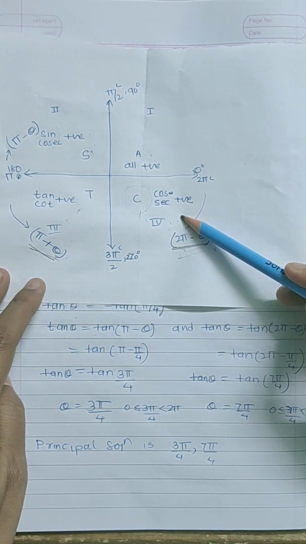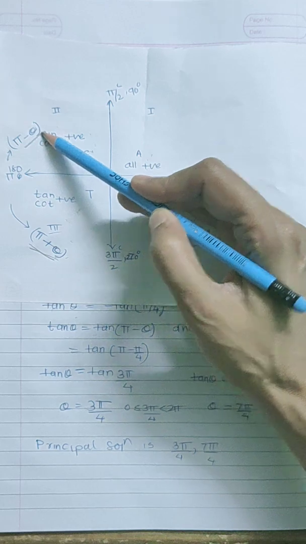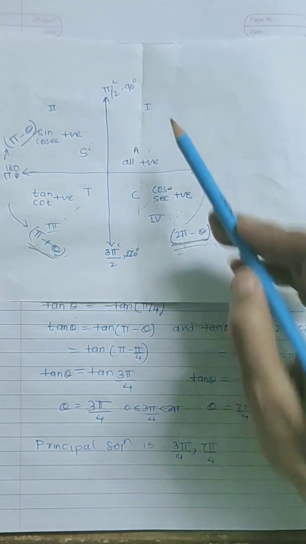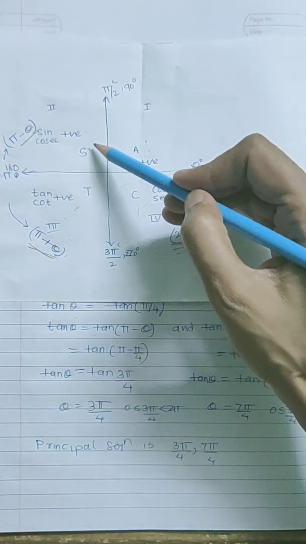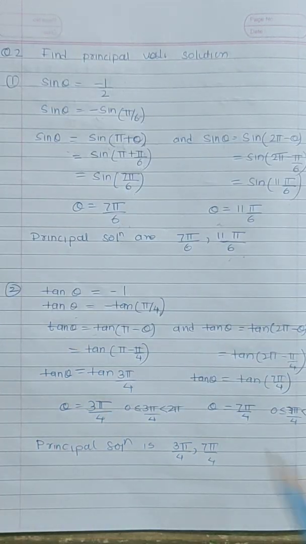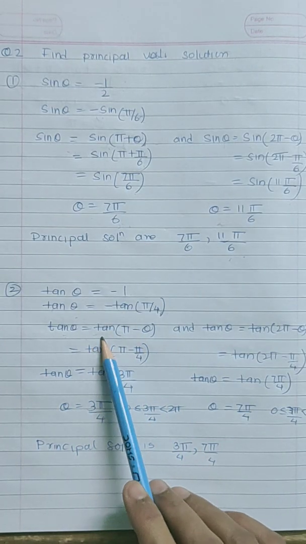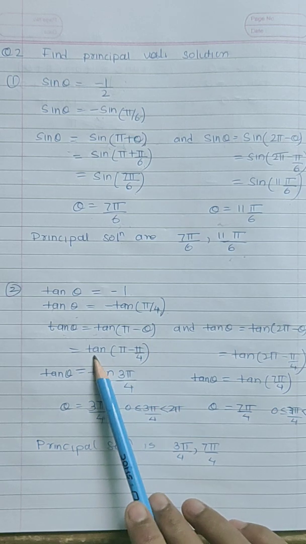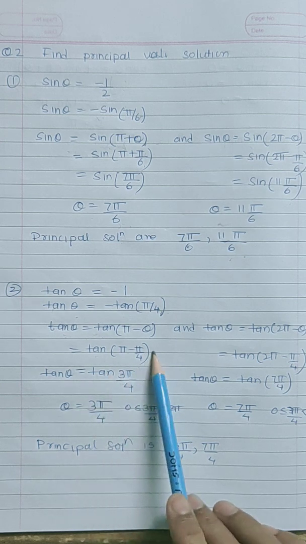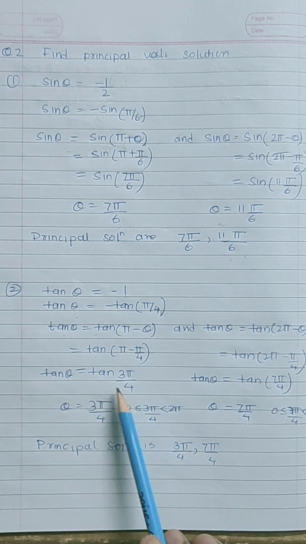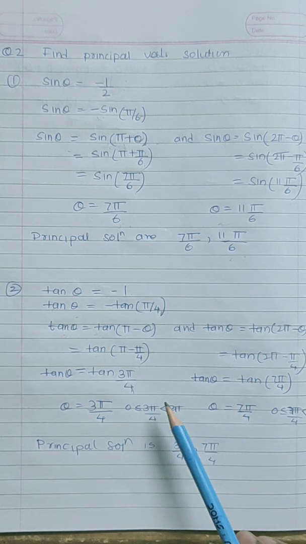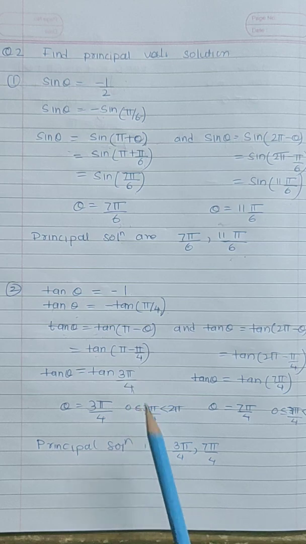So which allied angles will we take? First we will take pi minus theta and then 2 pi minus theta. We have to see where tan is negative. Tan is positive here and here. So where will it be negative? Second and fourth. So first we will take pi minus theta. So tan theta is equal to tan of pi minus theta, that is tan of pi minus pi by 4. Do cross multiplication: tan theta is equal to tan 3 pi upon 4. So 3 pi upon 4 is between 0 and 2 pi.